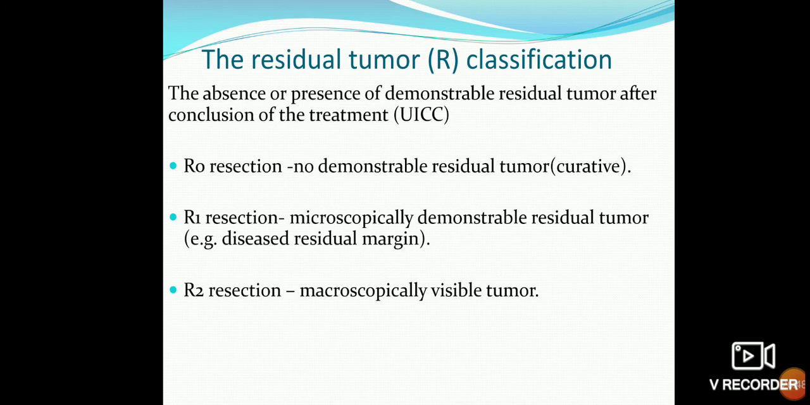The residual tumor classification is done for the primary tumors. Where we have no demonstrable residual tumor, macroscopically or microscopically, it is known as R0 resection. When it is microscopically demonstrable but macroscopically not demonstrable, it is an R1 resection, and R2 resection is macroscopically and microscopically visible tumor. R0 resection is curative. After R1 resection, there are residual margins present. In R2 resection, macroscopically residual margins are present.